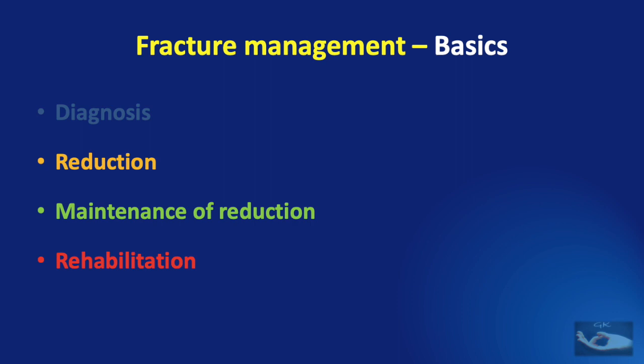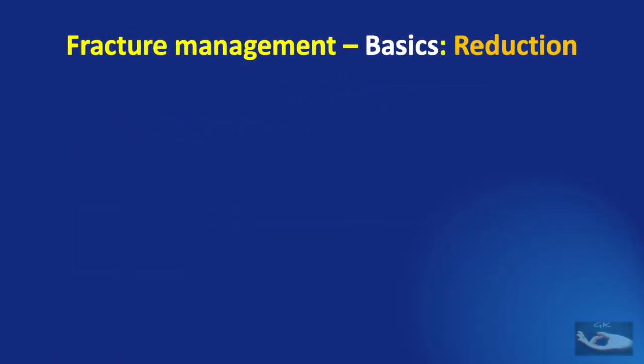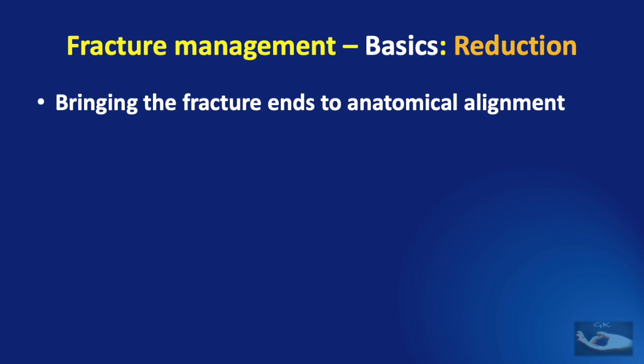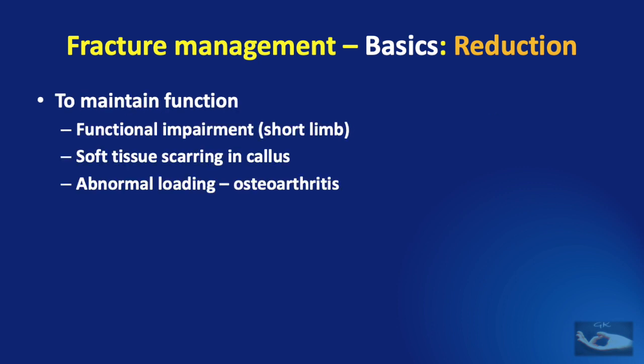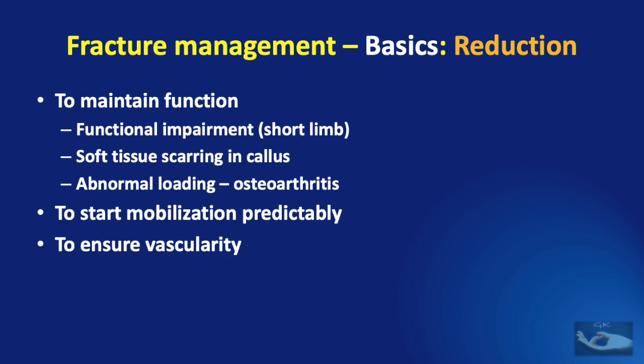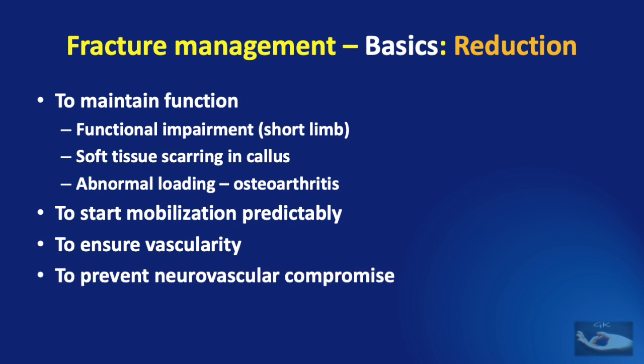Since the step of diagnosing the fracture has already been dealt with in a different video, we shall dwell on the 3 other steps: reduction of the fracture, maintenance of reduction, and rehabilitation. Reduction of the fracture refers to bringing the fracture ends to anatomical alignment, and this must be done to maintain function, that is, to prevent functional impairment or a short limb, to avoid soft tissue scarring in the callus, and to prevent abnormal loading leading to osteoarthritis. It will also help to start mobilization predictably, to ensure the vascularity, and to prevent neurovascular compromise. Correct anatomical reduction of the fracture also helps to give cosmesis to the functional part.